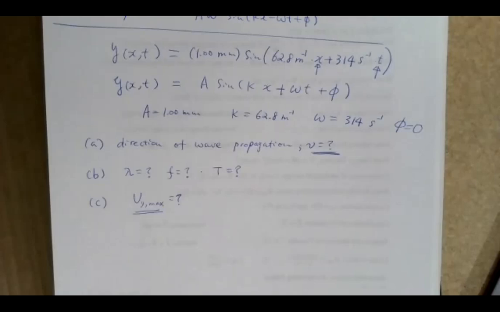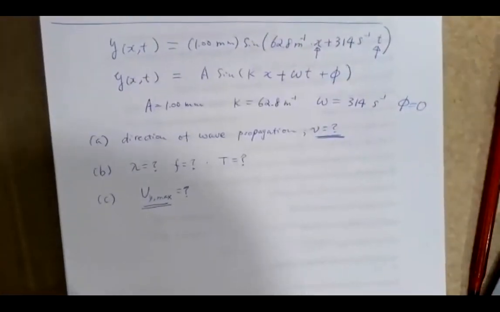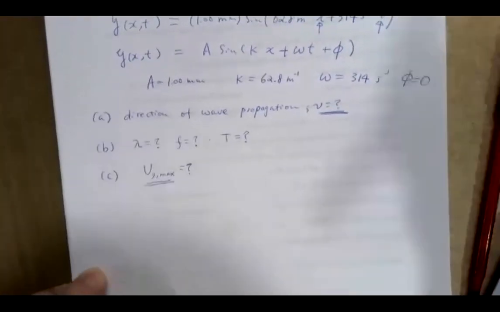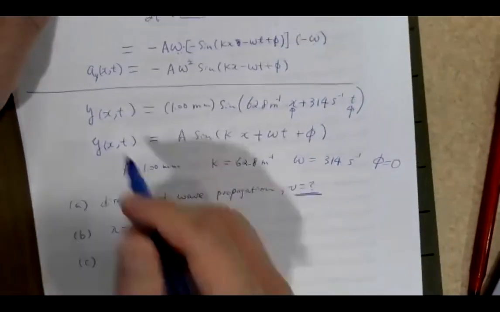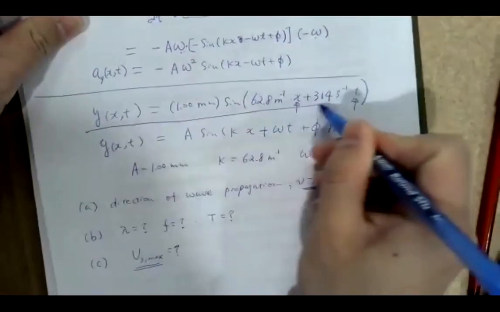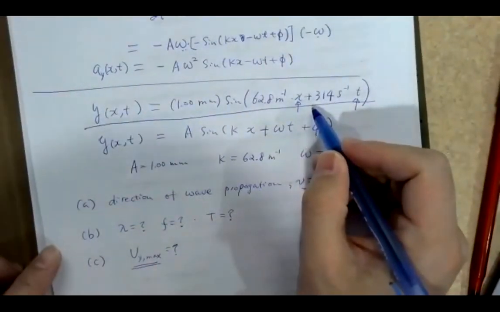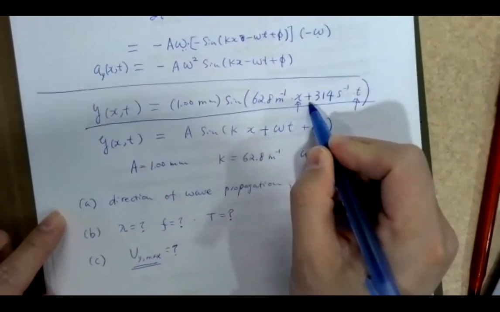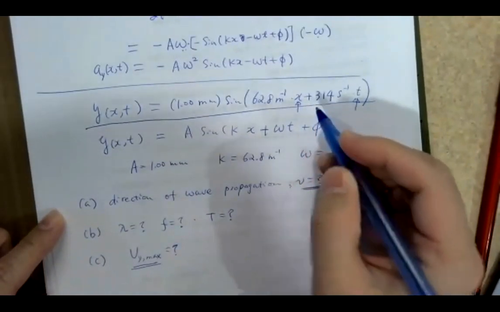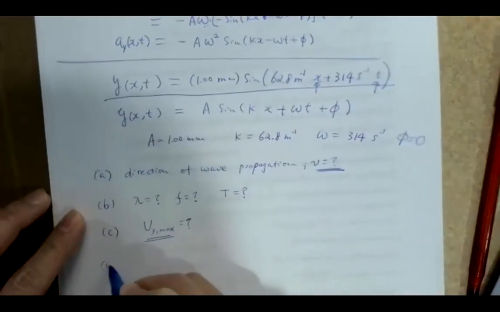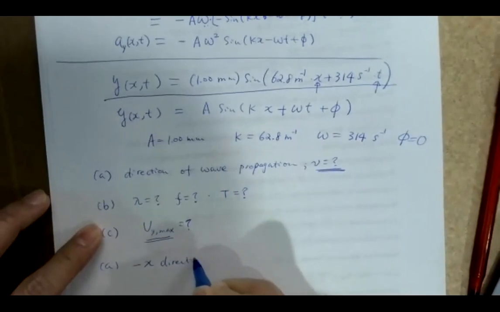All right. I think I see a couple of responses in here, but we can take a look at the solution together now. This is what the problem gives us. The first part A is asking in what direction. Because this is plus, that means the wave is going in the negative direction. So A is the negative x direction for the wave.